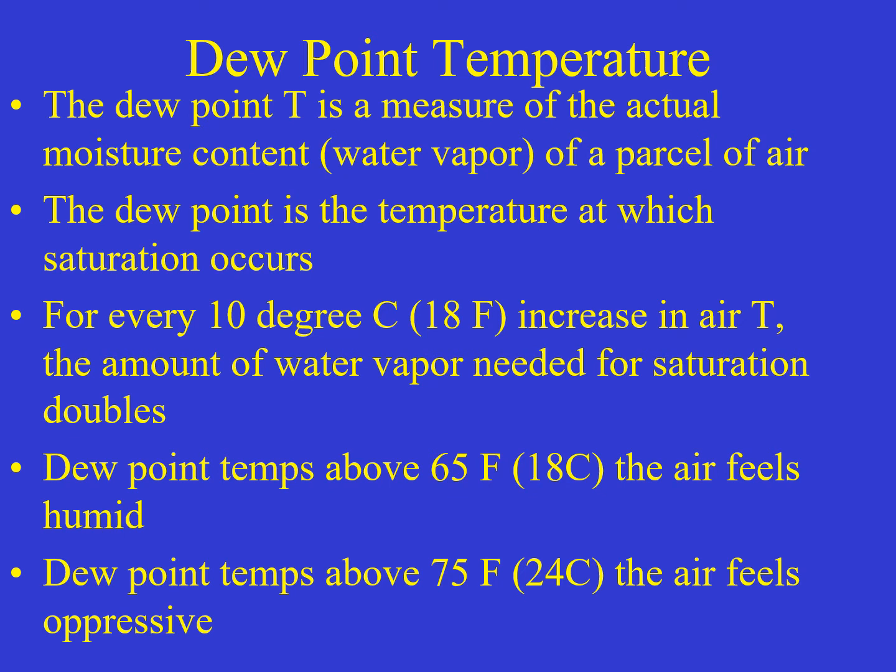So, dew point temperatures above 65 degrees Fahrenheit, the air is going to feel humid. Dew point temperatures above 75 degrees Fahrenheit, the air will feel oppressive. Sometimes on days like that, they might describe it as, you're leaving where you live or where you work or go to school, and it's temperature controlled, and then you walk outside and it's like somebody walked up and wrapped you in a wet blanket. That's what we mean when we describe the air as oppressive.